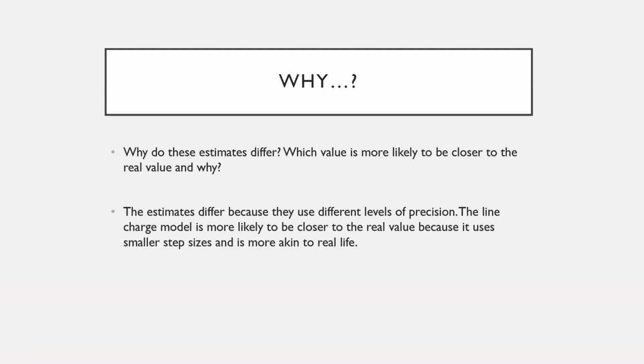And the estimates differ because they use different levels of precision. The line charge model is more likely to be closer to the real value because it uses smaller step sizes and is more akin to real life. And so we can think of each piece of tape as being composed of an infinite number of point charges and linearly superpose each point charge as we've been doing. And the more point charges we have, the more accurate our answer.